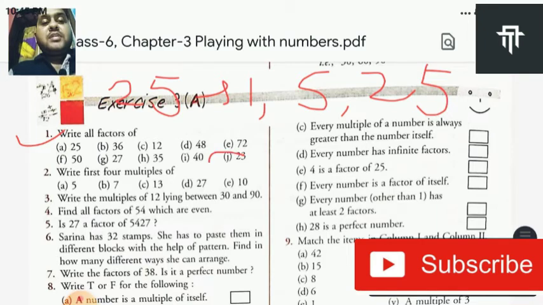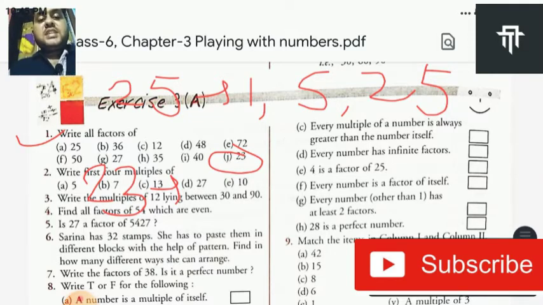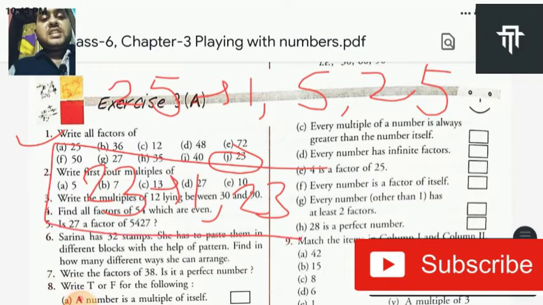Suppose I have a prime number, 23, and I need to find its factors. We know that 23 is a prime number. So what is a prime? Prime is a number which is divisible by 1 and itself. So it is divisible by 1 and itself, which is 23. So the factors of 23 are 1 and 23. Similarly, we can find the factors of all the numbers.